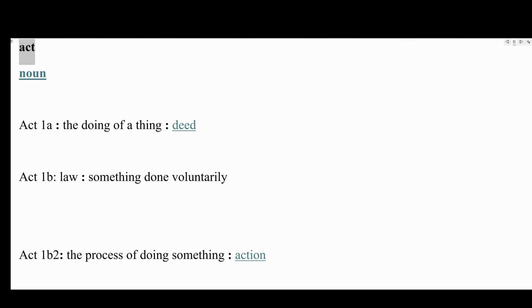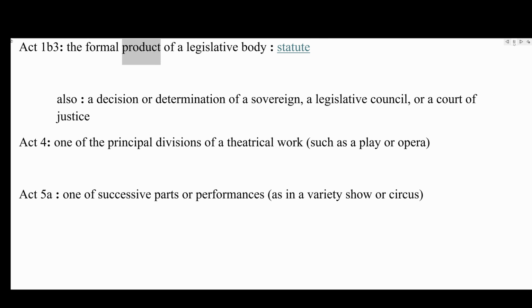Act. Noun. Act 1a, the doing of a thing, deed. Act 1b, law, something done voluntarily. Act 1b2, the process of doing something, action. Act 1b3, the formal product of a legislative body, statute. Also, a decision or determination of a sovereign, a legislative council, or a court of justice.